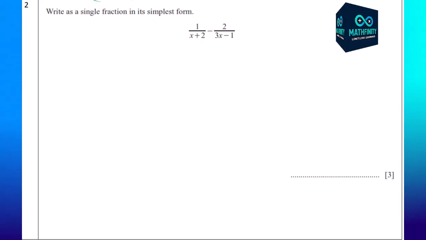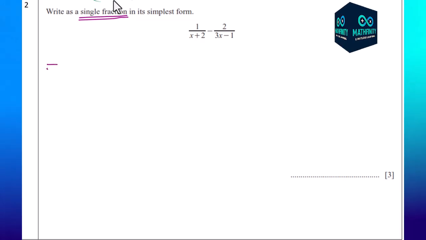Question number 2, the requirement is the same, write as a single fraction. The statement will be the same in the whole worksheet or whenever you see the question either in paper 2 or in paper 4. The question will be the same, write as a single fraction. Either they will give you two fractions, like in this question also they give us two fractions and we have to merge them, we have to combine them.